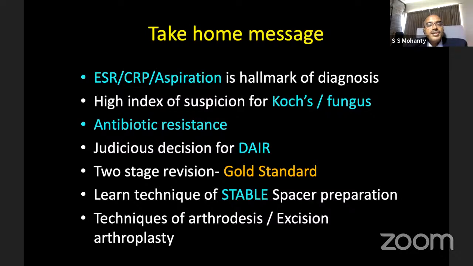So to conclude, yes, ESR, CRP and aspiration still remain the hallmark of diagnosis in infected joints. One needs to have a high index of suspicion for tuberculosis and atypical mycobacteria as well, and also fungal infection, especially in diabetics and patients on immunosuppression medication. One needs to avoid antibiotic resistance and judiciously use antibiotics depending upon culture and sensitivity. And a judicious decision to do a DAIR is essential to prevent recurrence or reinfection.